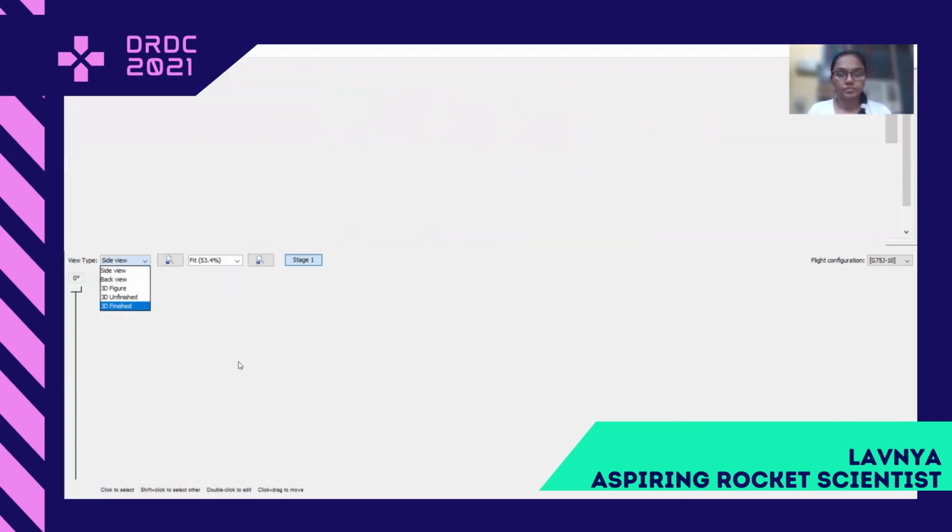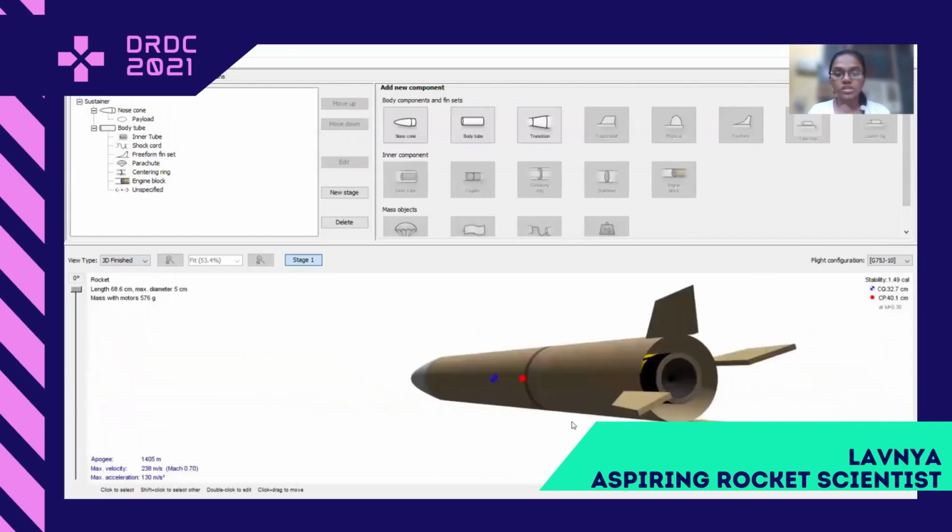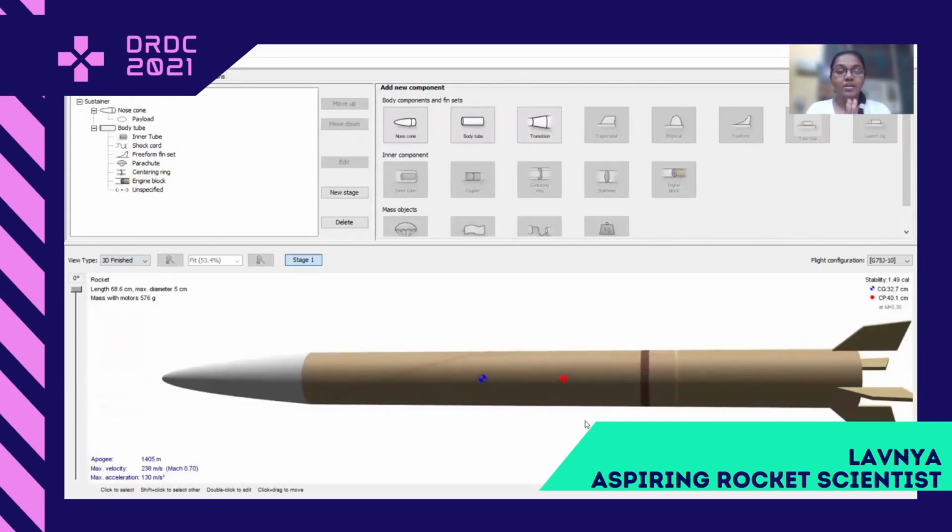So this is my model rocket design, with a single G75J motor, and with a total length of 68.6 centimeters. I think it's most commonly what we use for model rockets.